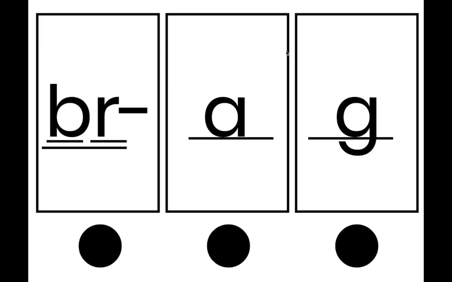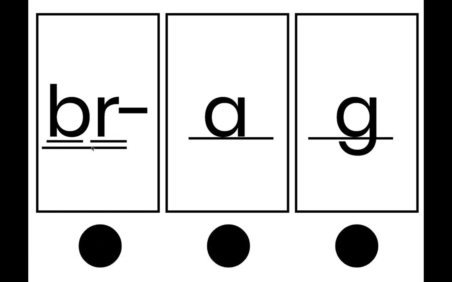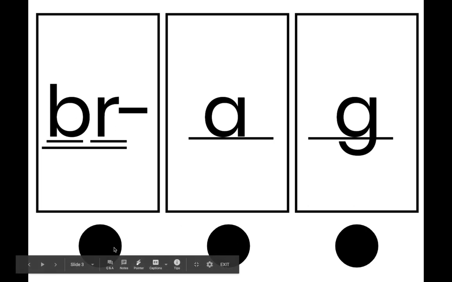So the first blend is BR, which is br. Remember, you don't want to have that additional vowel sound at the end, any type of schwa that's similar to the U sound. So br, br. The first word we're going to use is brag. So it's br, and this line indicates that we're making this sound with the 2 letters, br, ag, brag.